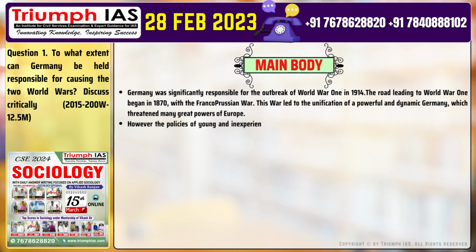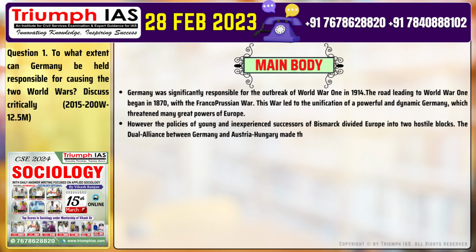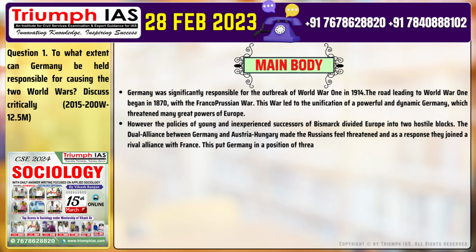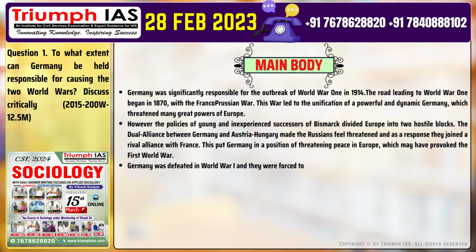Number 2. However, the policies of young and inexperienced successors of Bismarck divided Europe into two hostile blocs. The dual alliance between Germany and Austria-Hungary made the Russians feel threatened, and as a response they joined a rival alliance with France. This put Germany in a position of threatening peace in Europe, which may have provoked the First World War. Number 3. Germany was defeated in World War I and they were forced to pay heavy reparations to the winning parties, i.e. France and Great Britain.